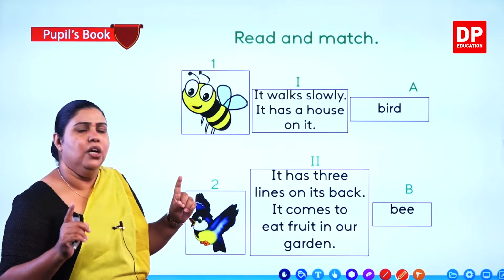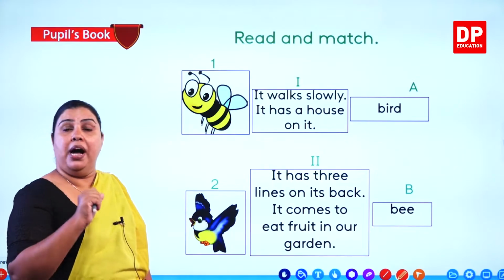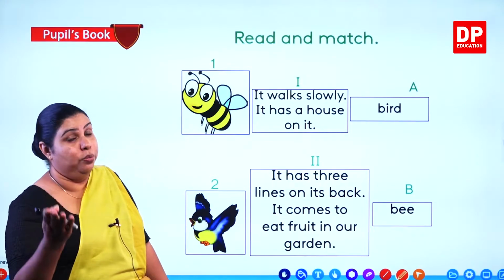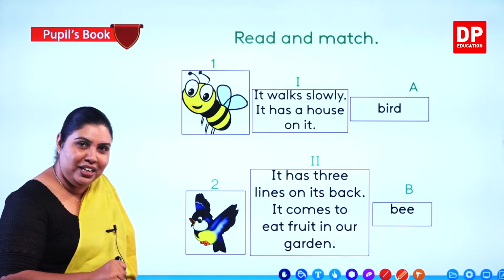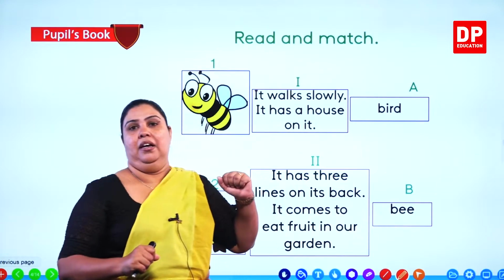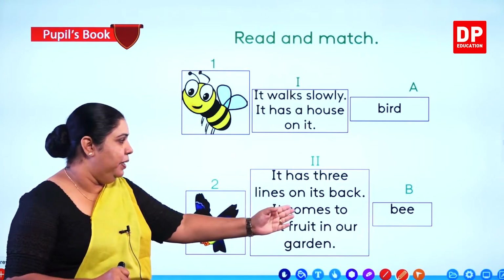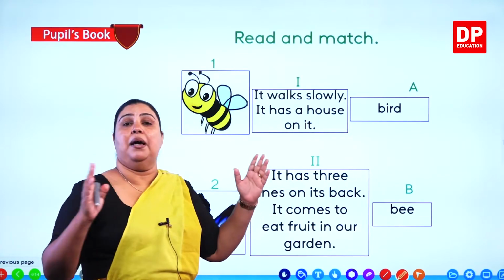So let's see who has 3 lines and who comes to eat fruit from our garden. Let's see. There are so many other animals. So we'll read and see. We will find them all. Okay? And then we have the name bee. The name is bee, but the picture is the bird and the description is something else.